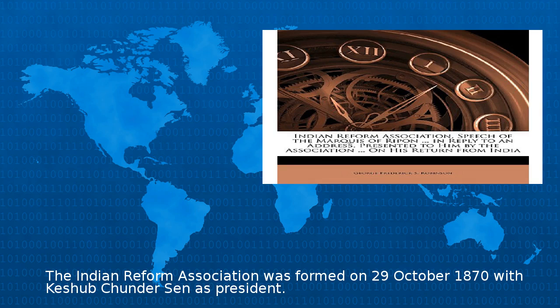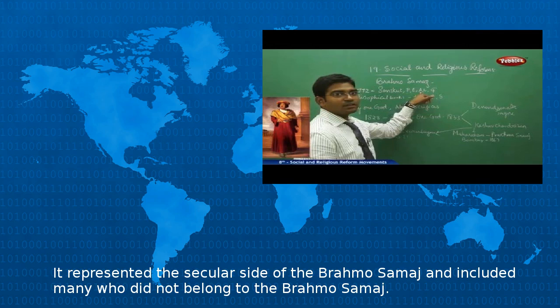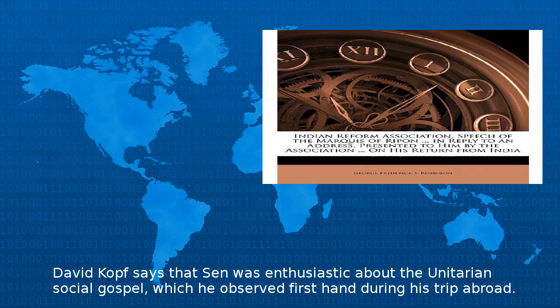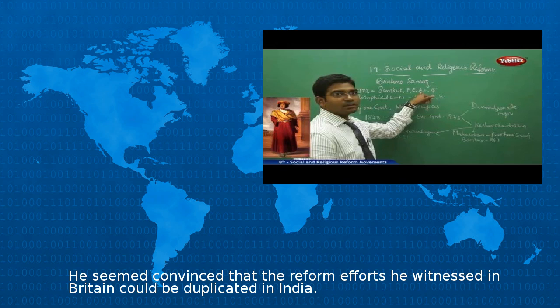The Indian Reform Association was formed on 29 October 1870 with Keshub Chunder Sen as president. It represented the secular side of the Brahmo Samaj and included many who did not belong to the Brahmo Samaj. The objective was to put into practice some of the ideas Sen was exposed to during his visit to Great Britain. David Kopf says that Sen was enthusiastic about the Unitarian social gospel, which he observed firsthand during his trip abroad.